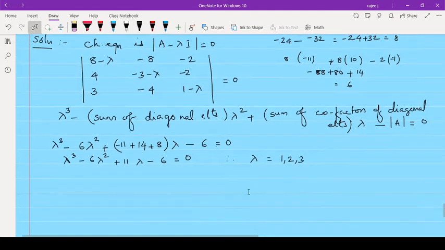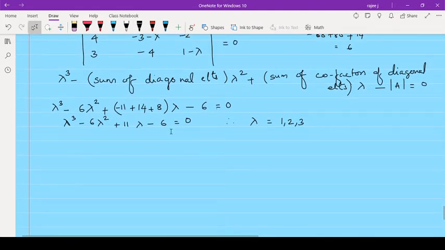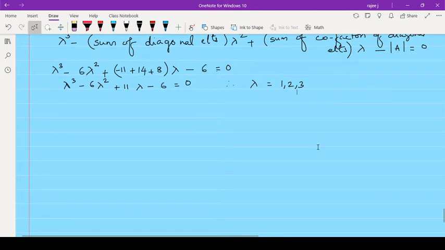Solving this equation, you can use a calculator. Otherwise, the last day I have shown you how to solve this one. So, you can use that method or directly use a calculator. So, lambda equal to 1, 2, 3. These are the eigen values. And here these eigen values are distinct.